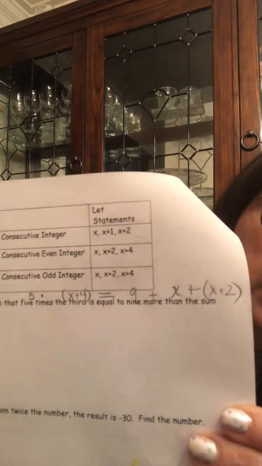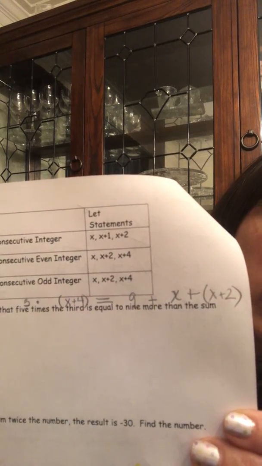So I'm going to take the number 9, and "more than" just means add. The sum, if you remember, means that we're adding the first two. So I'm going to take x as my first, plus x plus 2. So here's what I wrote on my paper. I don't know if you can see it that clearly. All I did was translate what was in the problem into words.